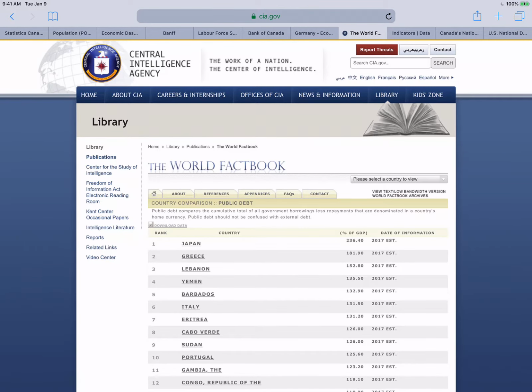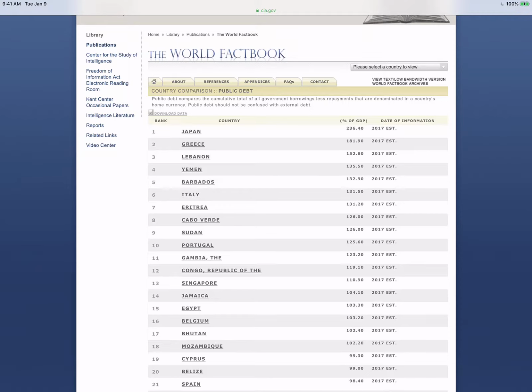So for example, we could look at how much public debt different countries have. So here what we're looking at is the amount that all governments owe. So we're talking about municipal, provincial, federal, all combined. So you can see the level of debt for different countries. So the highest debt in the world in terms of a percentage of the size of the economy would be Japan. Their debt is more than 2 times their GDP.